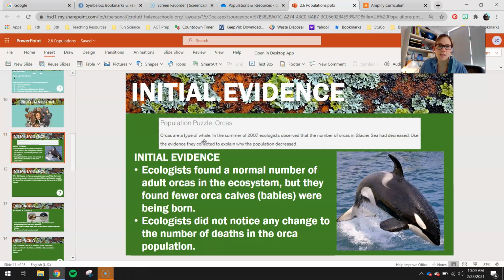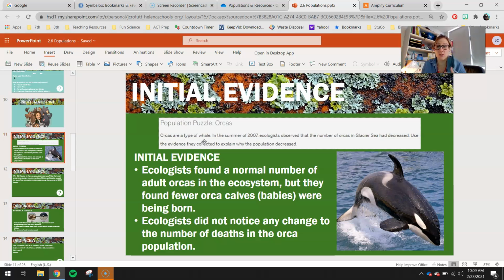In the summer of 2007, ecologists observed that the numbers of orcas in the Glacial Sea, we'll go ahead and call it the Baltic Sea because the Glacial Sea is not a place, has decreased. So we're looking at lower orcas. Use the evidence they collected to explain why the population decreased.